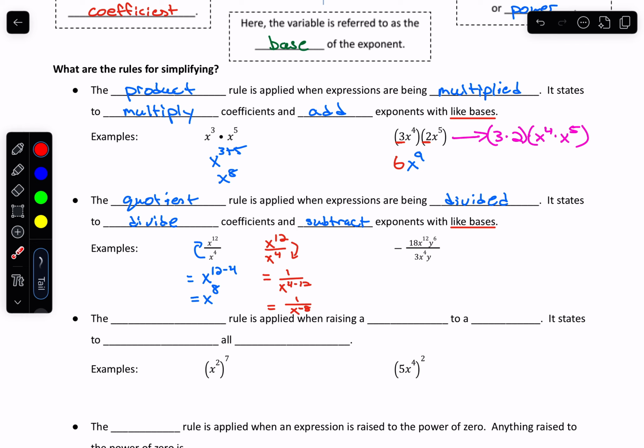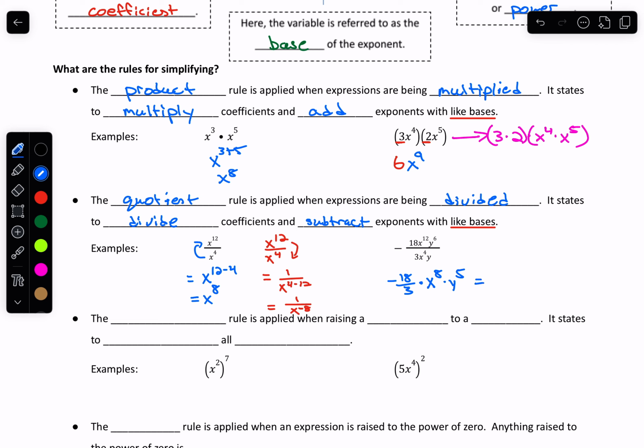All right, example number 2. We are going to divide the coefficients. So we're going to do negative 18 over 3, where that negative sign was in front, so I just leave it in front. Then we're going to multiply this by, we're going to subtract the exponents. So x to the 8th is next, and then y to the 6 over y to the 1 is going to be y to the 5, because I do 6 minus 1.